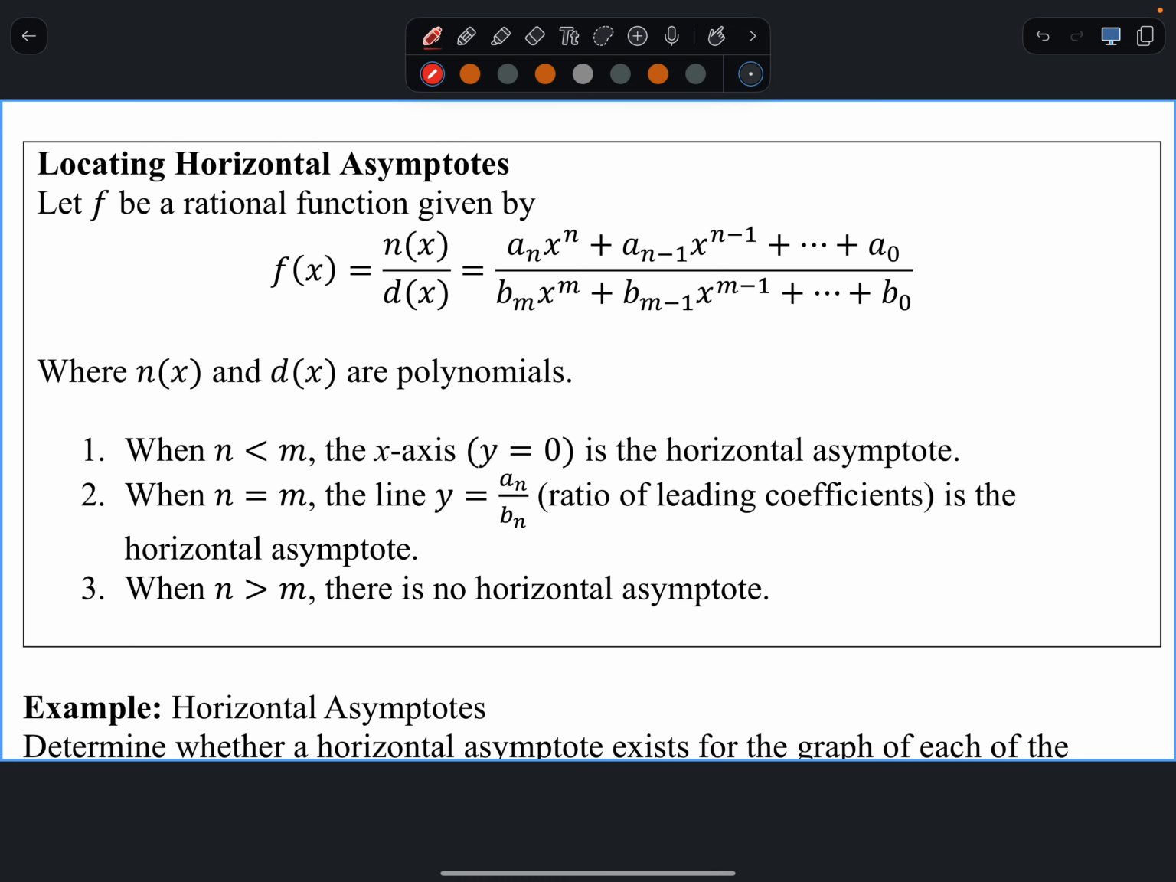But it's great. If you're at the point right now where you're like, I recognize this and I know how to identify when there's horizontal asymptotes, that's wonderful. That's a great place to be to build off of. So we're hopefully going to help you with your understanding of how these manifest.